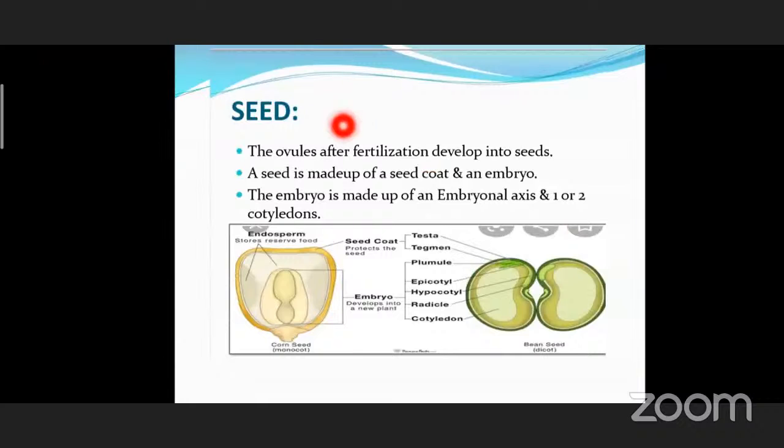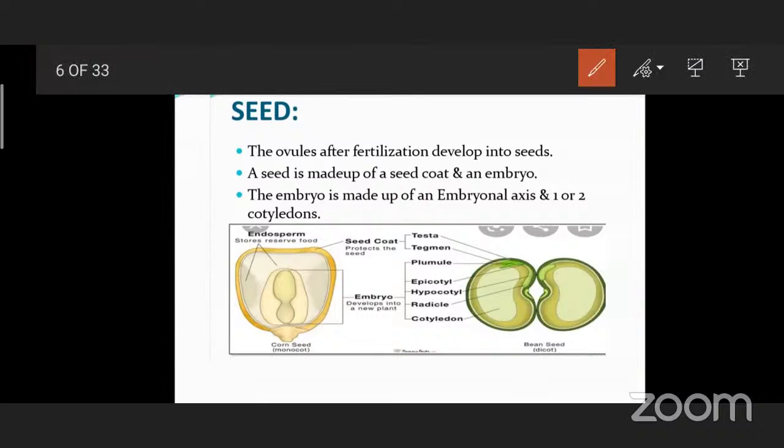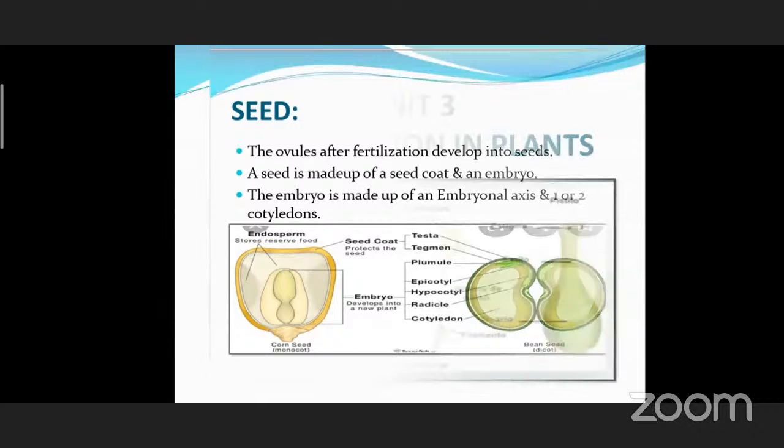That is one of the parts of the plant, that is seed. This is an important one. The ovules after fertilization develop into seed. These seeds are made up of seed coat and embryo. See here, this is the seed coat and it is made up of the embryo. The embryo is made up of embryonal axis and 1 or 2 cotyledons. This is seed. This seed part in detail we have discussed in another unit, that is sexual reproduction in flowering plants. We will go with the next slide.